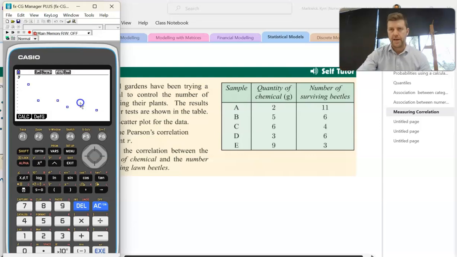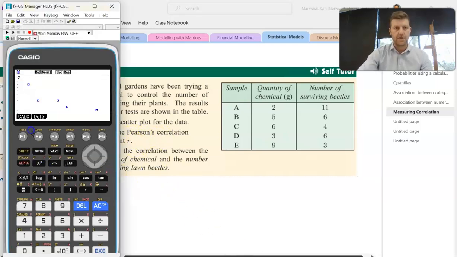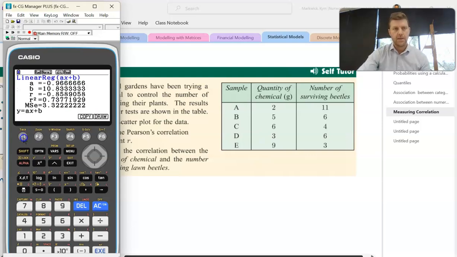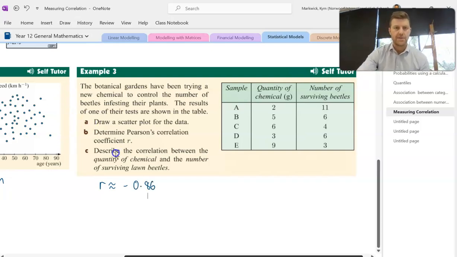Now, I'm actually going to calculate the correlation coefficient through this graph. So it says next, determine Pearson's correlation coefficient R. So the value of R is equal to, if I press F1 to calculate, F2 for X, and AX plus B, it gives me all these values. I'm interested in looking at the value of R. So as we said, Pearson's correlation coefficient, and in this case, it's equal to approximately minus 0.86. So R is approximately equal to minus 0.86. And then from that, it says to describe the correlation between the quantity of chemicals and the number of surviving lawn beetles.